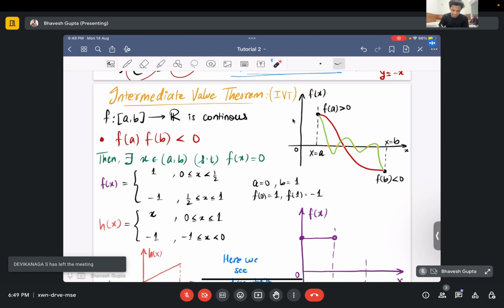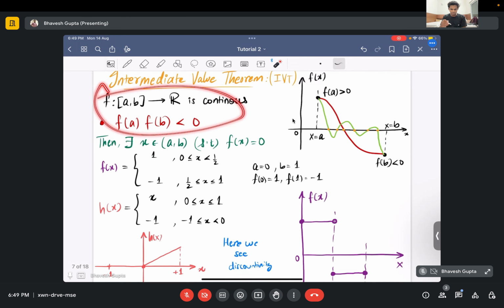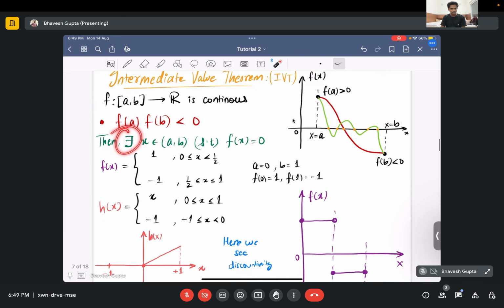Okay, and the claim is whenever you have such a situation, the theorem tells you that there exists a particular value of a function, a value of a function which is said to be a root. There exists a root in between. So you might have a situation in which this green color line is your function. You might have a situation in which this red color line is your answer.